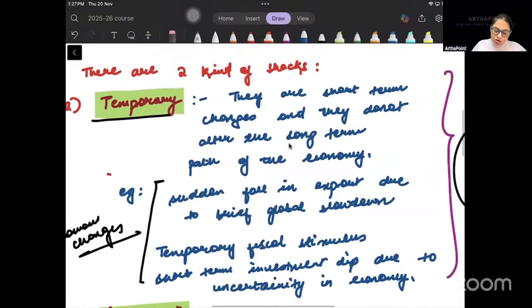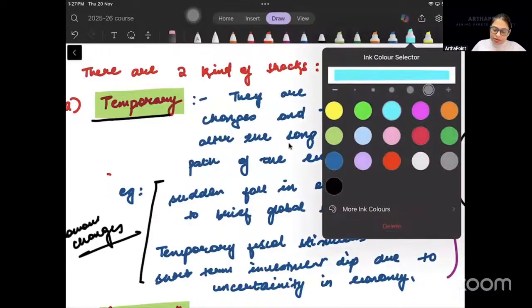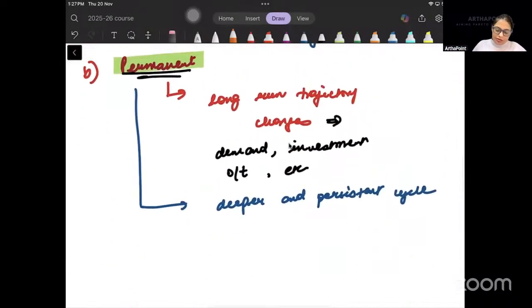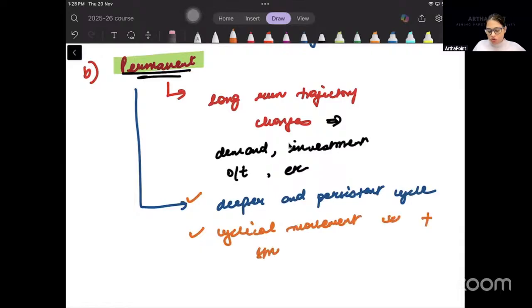So this does not change the long-term path. This does not change the cyclical movements. But when we talk about the permanent one, the cyclical movement changes, but plus it also changes the structural movements. So there is a structural shift in the economy.